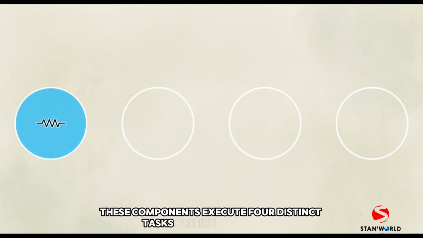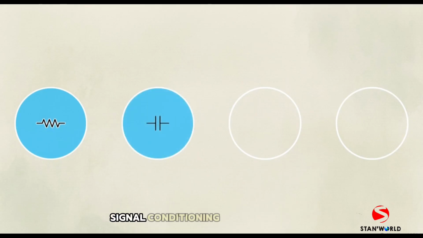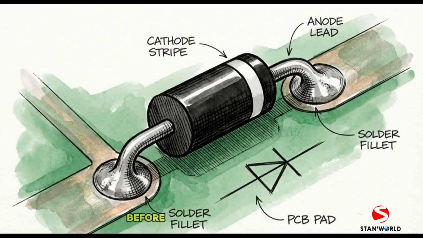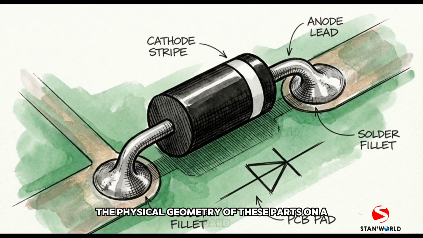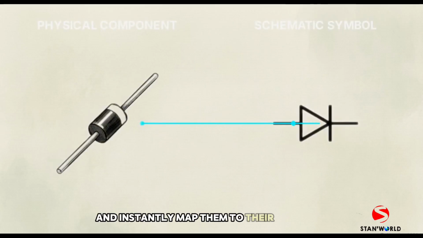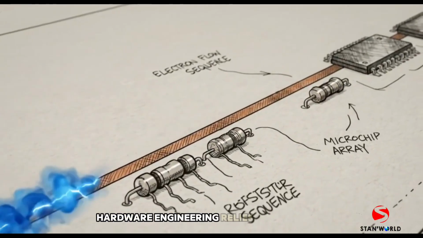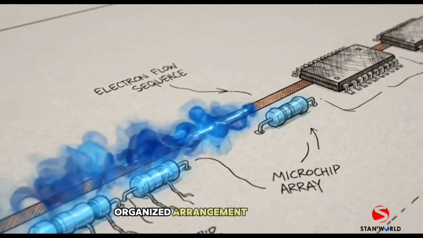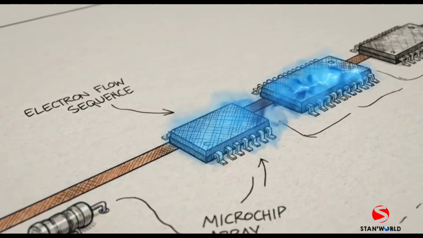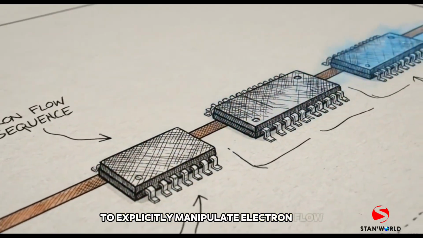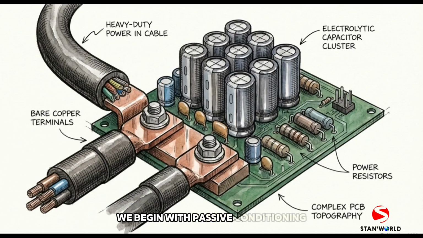These components execute 4 distinct tasks: passive restriction, signal conditioning, active switching, and high-voltage isolation. Before analyzing a live system, you must be able to visually identify the physical geometry of these parts on a board and instantly map them to their abstract schematic symbols on a blueprint. Hardware engineering relies on the strict, organized arrangement of these 10 physical parts to explicitly manipulate electron flow. We begin with passive conditioning.